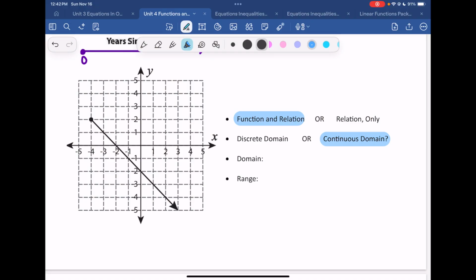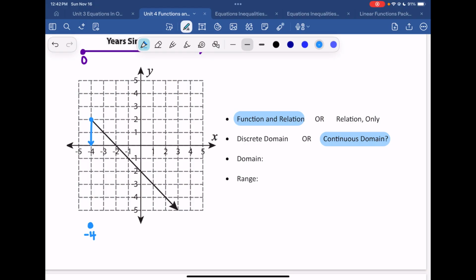Okay, so now for the domain of this one, remember we're going left to right. So the leftmost point on this graph is right there. So that has an x value of -4, and it's a closed circle. Okay, so if you want, you can draw a little number line underneath. You don't have to.